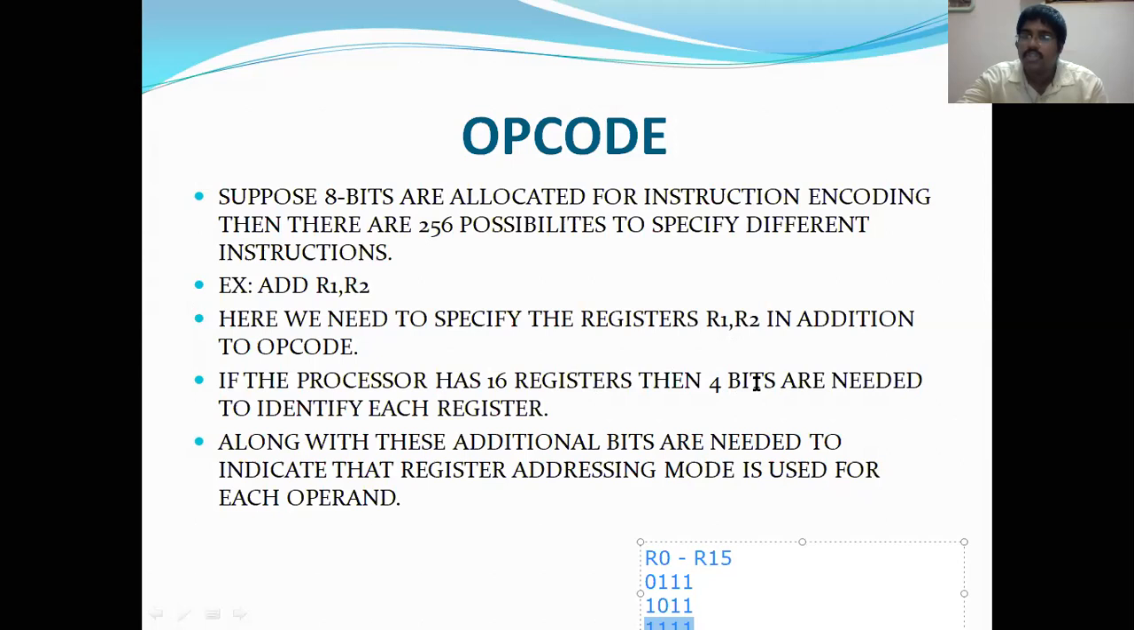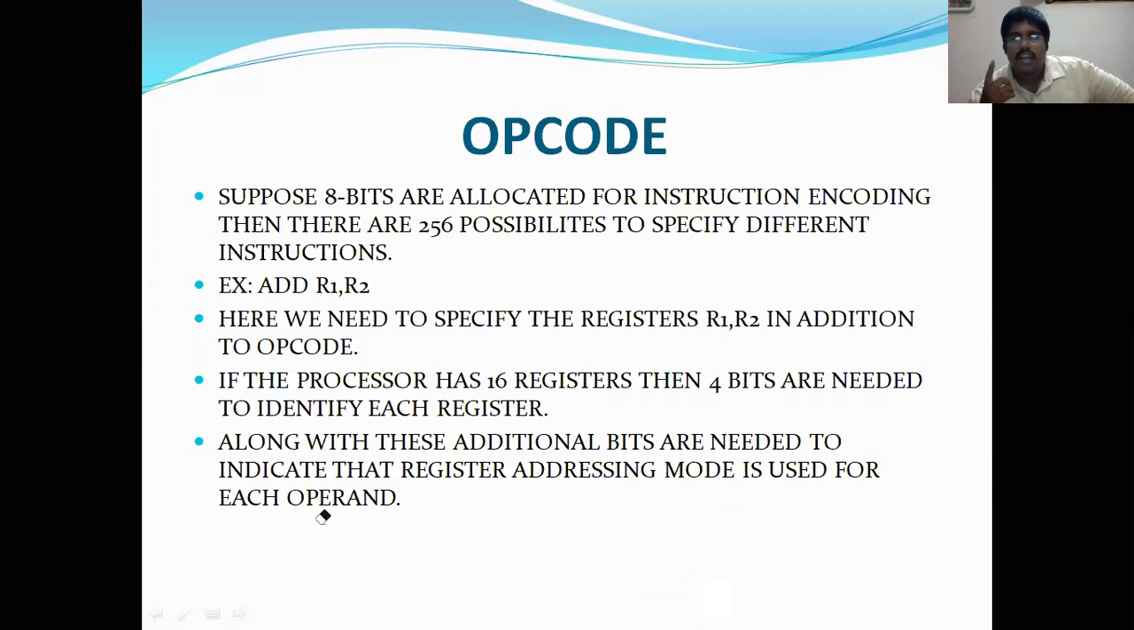Similarly, if I have 32 registers, I need 5 bits. 2 power 5 will be 32. If I have 64, I need 6 bits to represent those 64 registers, isn't it? That's what he is trying to express here in this concept called opcode. Along with these, additional bits are needed to indicate that register addressing mode is used for each operand.